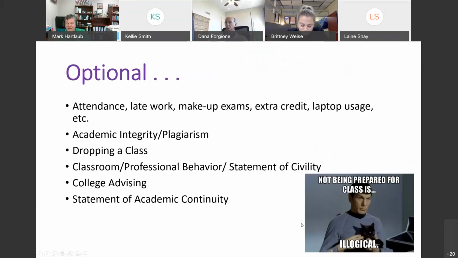All right, optional. Those must-haves are just what they sound like. They're must-haves. You've got to have those. These are things that you can have in the syllabus, or you could choose not to have in the syllabus. It's kind of up to you. Attendance, late work, makeup exams, extra credit, laptop usage, etc. Some faculty have that in their syllabi, some do not. Some faculty have two-page syllabi, some faculty have 13-page syllabi. Okay, what's better?